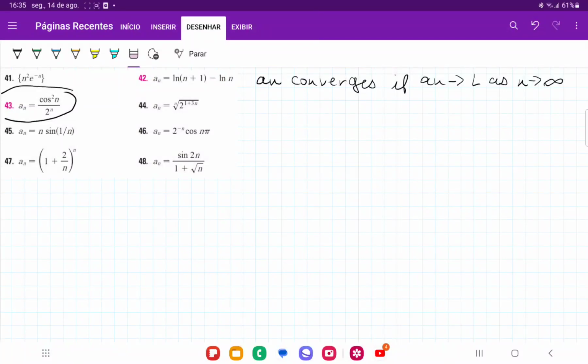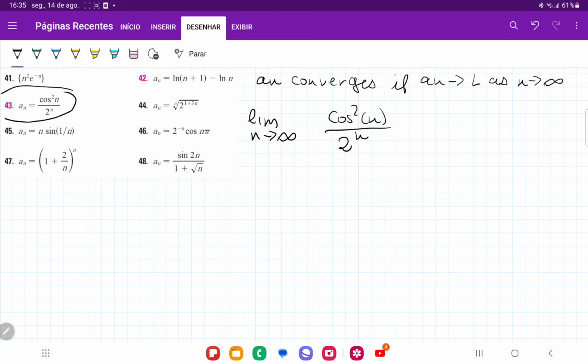So for number 43, we want to find out if this sequence over here converges. A sequence an converges if an tends to a specific limit as n approaches infinity. So what we're going to do here is take the limit as n approaches infinity of cosine squared of n divided by 2 to the power of n, and see if we get a limit.